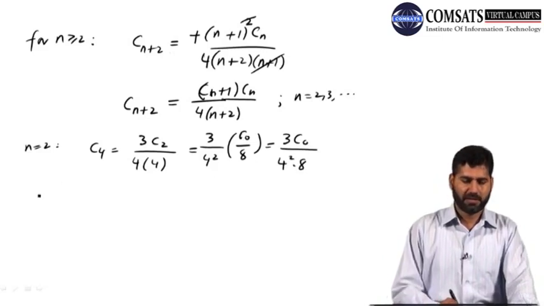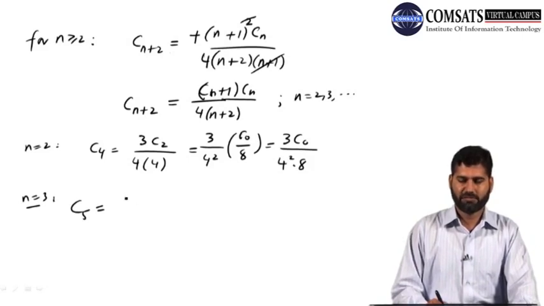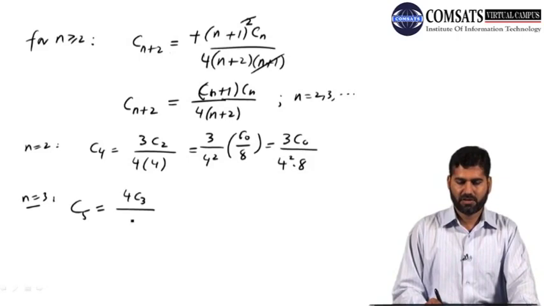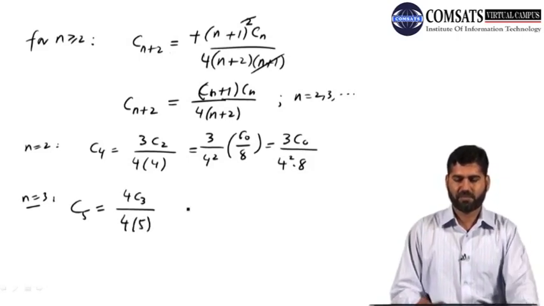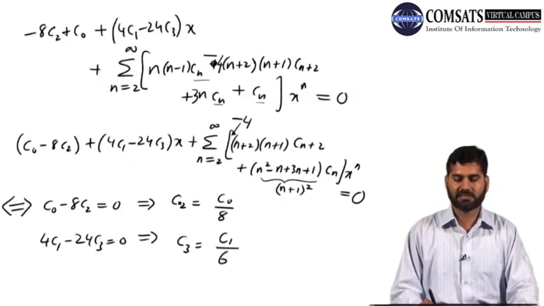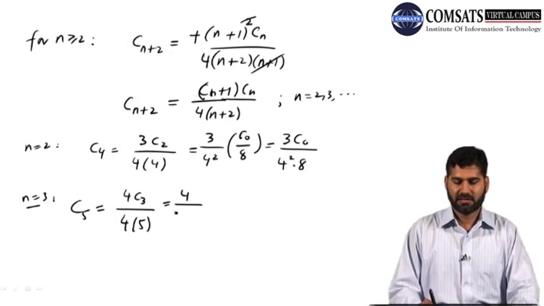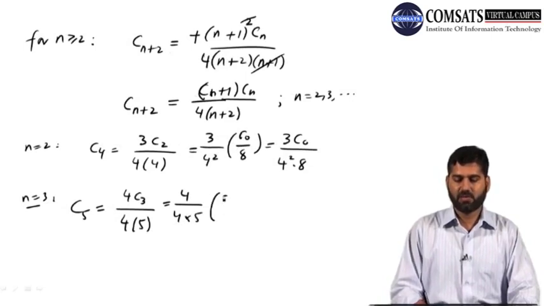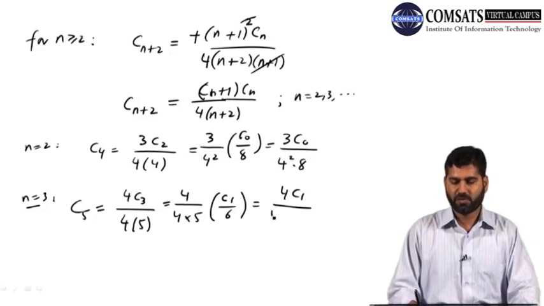If n is equal to 3, C5 is equal to 4 C3 divided by 4 times 5. Right? So C3 is C1 by 6. So you got 4 C1 by 4, 5, 6.